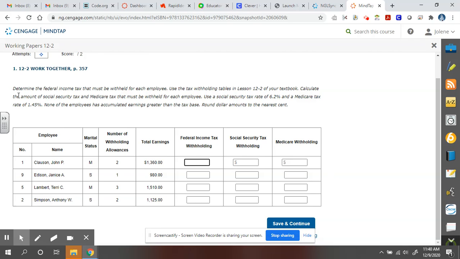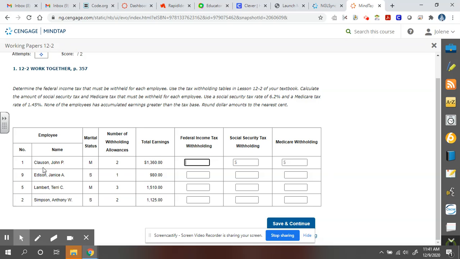All right, so the instructions here say determine the federal income tax that must be withheld for each employee. The tax withholding tables are in lesson 12-2 of your textbook. Calculate the amount of Social Security and Medicare tax that must be withheld for each employee. Use a Social Security tax of 6.2% and a Medicare tax rate of 1.5%. None of the employees has accumulated earnings greater than the tax base. Round dollar amounts to the nearest cent. So I'm going to take this one step at a time, okay? First thing it says, determine the federal income tax that must be withheld for each employee.